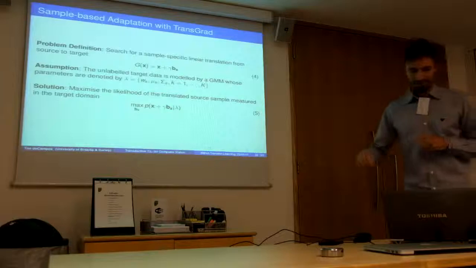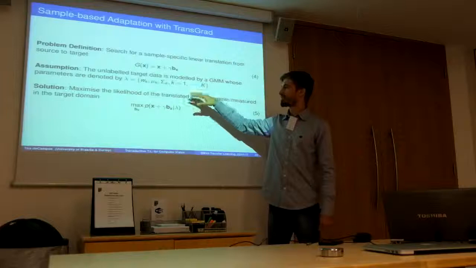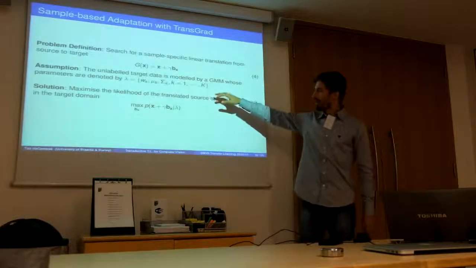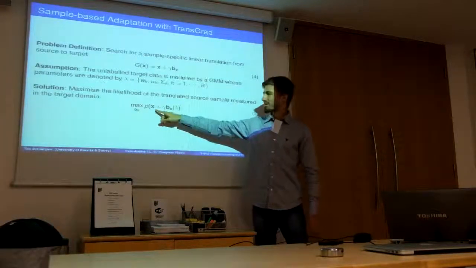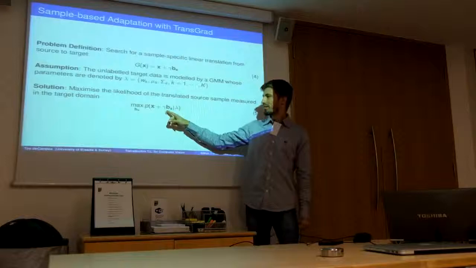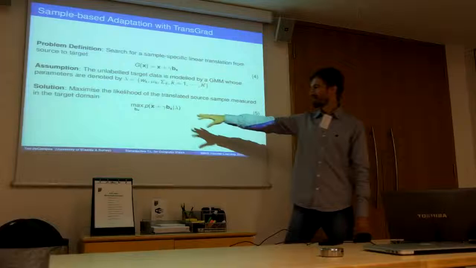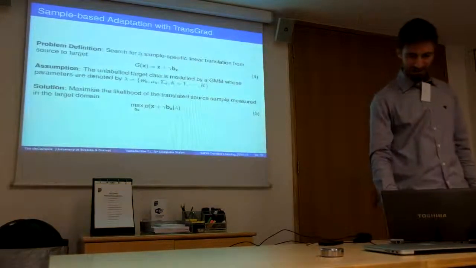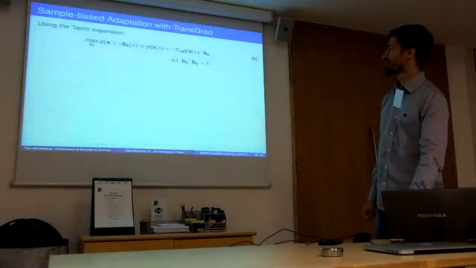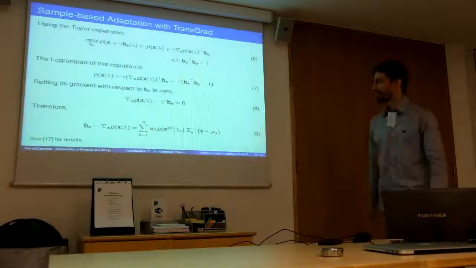I'm not going to go through the details, but essentially what we want is, we model the target domain samples using a GMM, and we want to find this translation that maximizes the probability that this data, after this transformation, belongs to that GMM, similar to the target ones. I can come back to this if people are interested.